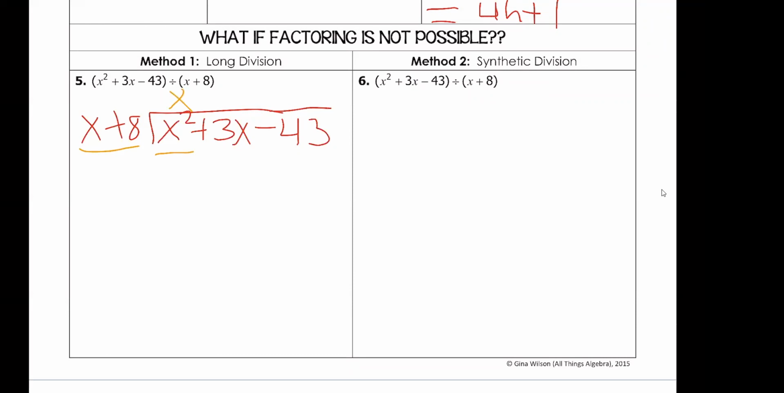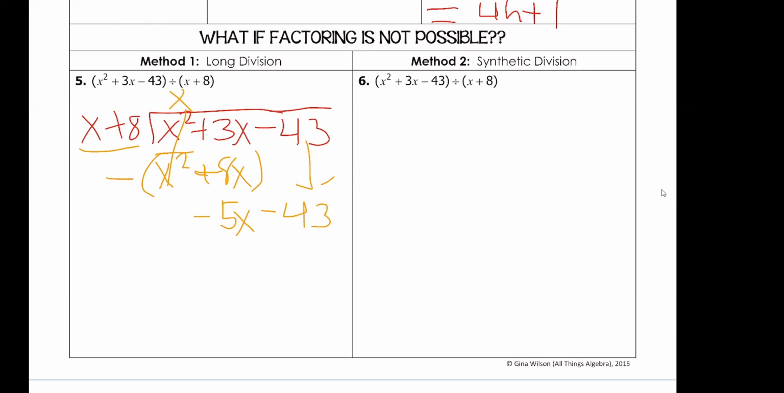So if I multiply that binomial by x, I would have x squared plus 8x. Just remember, when we're doing division, we're going to subtract this. So the x squareds cancel out. But keep in mind, we're subtracting, so that's really going to be 3 minus 8x. So you're actually going to get a negative 5x here. You could either switch your signs or just remember you're subtracting when you're doing this division process. And then we're just going to bring down the negative 43.